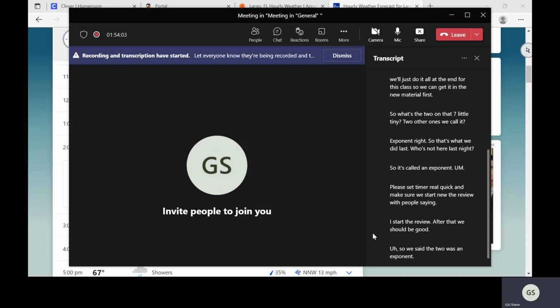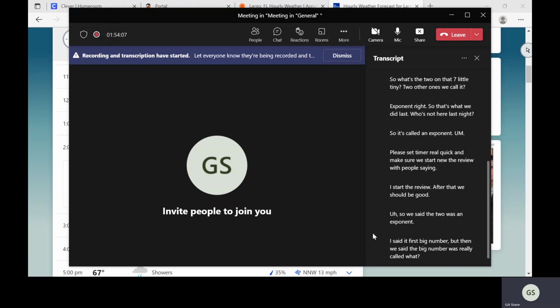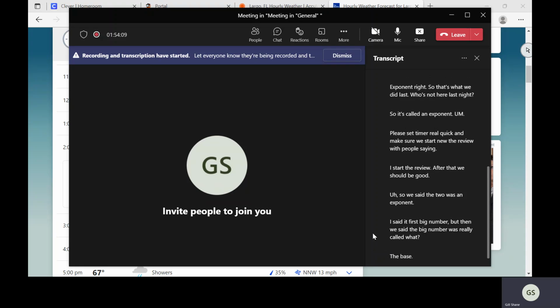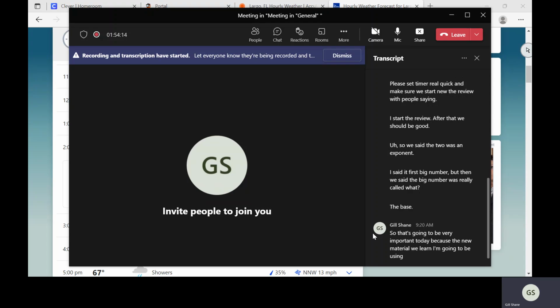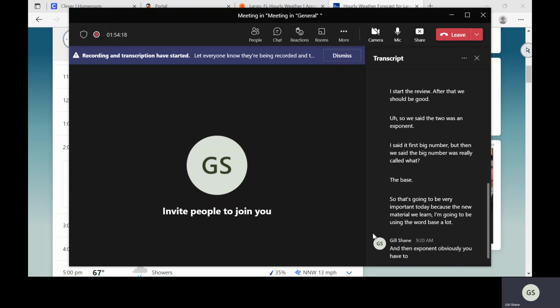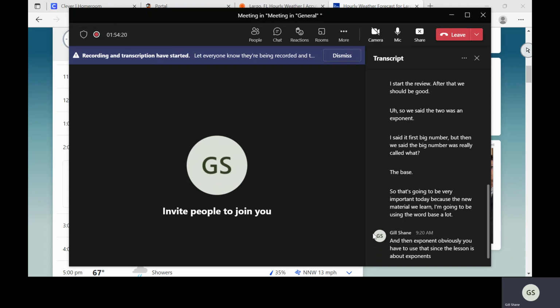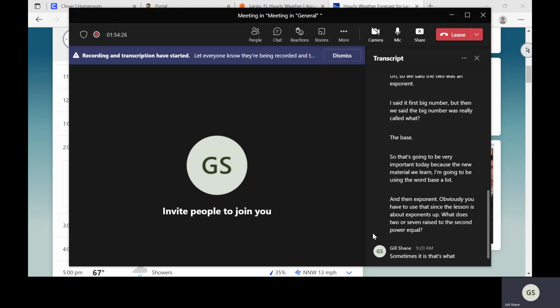So we said the 2 was an exponent. I said at first big number, but then we said the big number was really called what? The base. So that's going to be very important today because I'm going to be using the word base a lot. And then exponent, obviously, since the lesson is about exponents. What does 7 raised to the second power equal? 7 times 7. That's what it means.